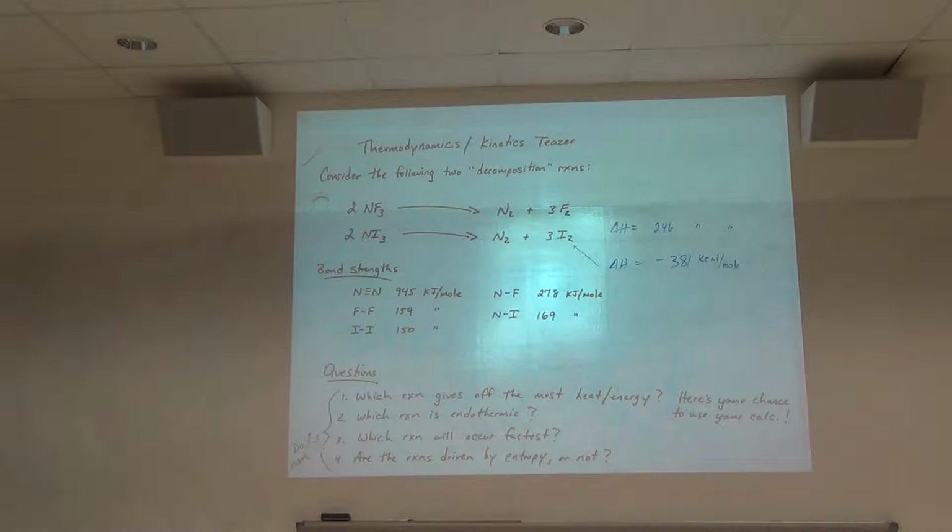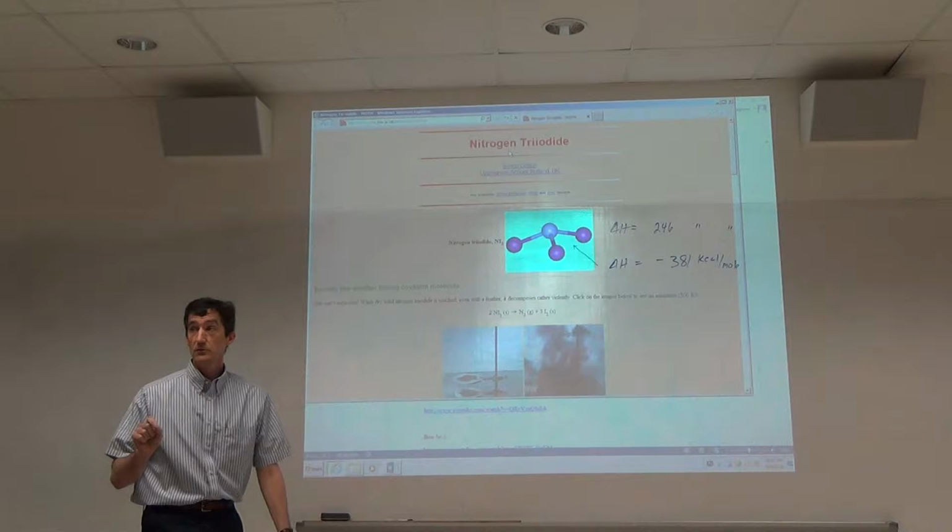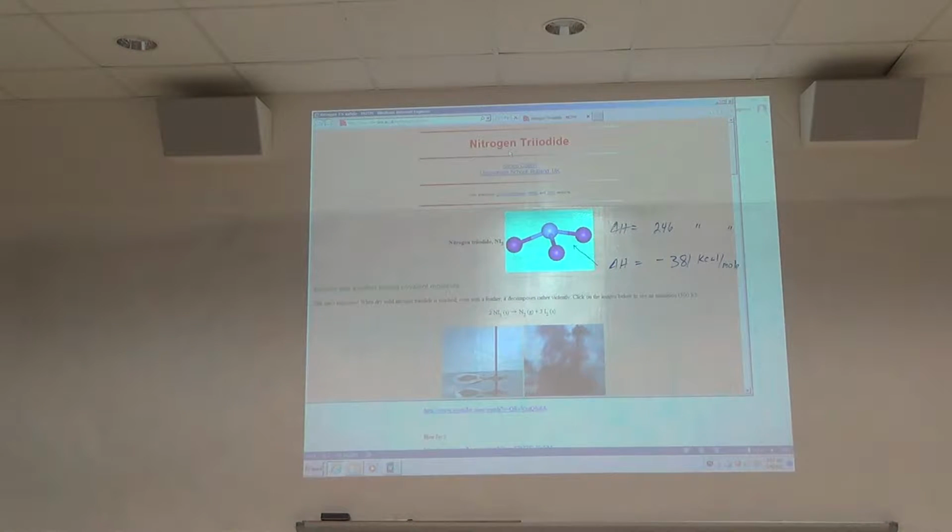Okay? Indeed, the one with the iodine is very exothermic, as calculated, negative 381 kJ per mole. The product is called nitrogen triiodide, NI3. No, that's the starting material. NI3, nitrogen triiodide. It's very exothermic. And indeed, it requires very little transition state energy. The only energy that's needed to make this NI3 go to nitrogen and iodine? All you need is a little tiny bit of activation energy.